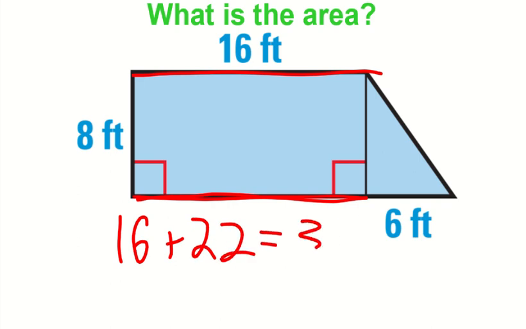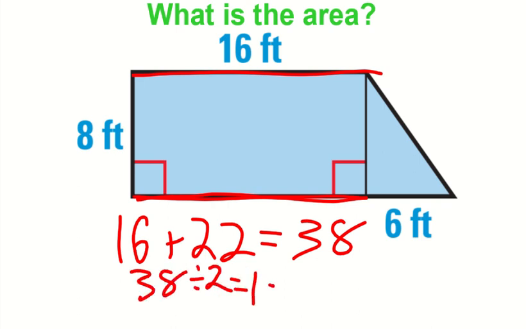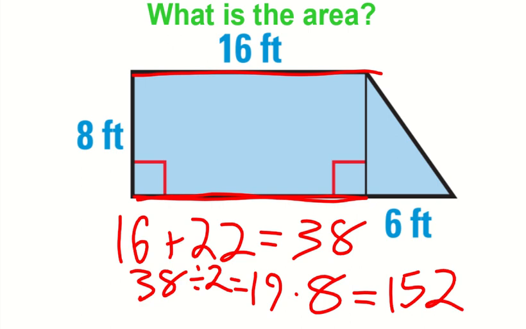We add those up, we get 38. We divide by 2. 38 divided by 2 is 19. And then you multiply that by the height, 19 times 8. Going to give you 152, like she said.